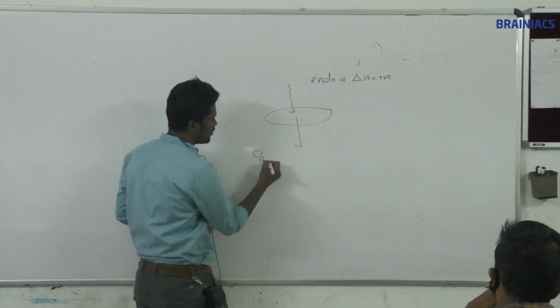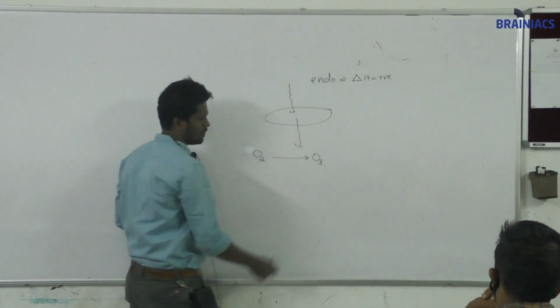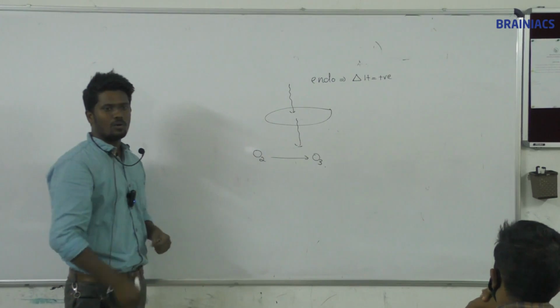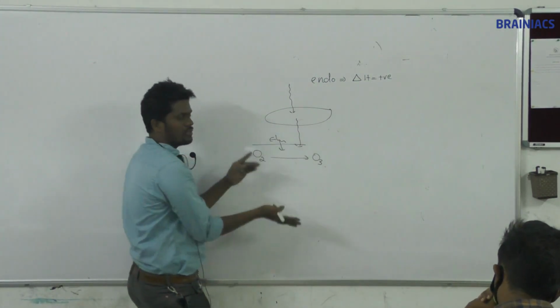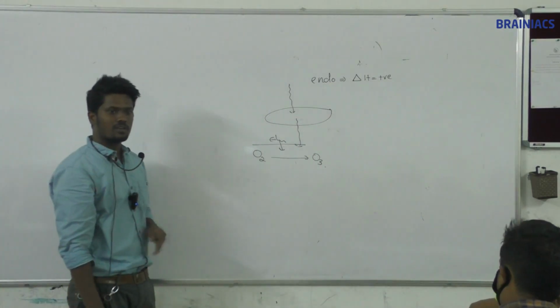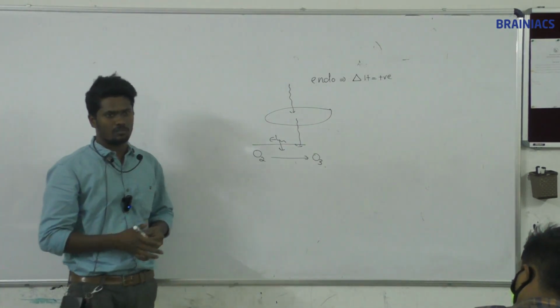So O2 is converted into O3. Oxygen is converted into what? Ozone. So giving an electrical arc, giving heat or taking heat? Giving heat. The process is endothermic. Okay.